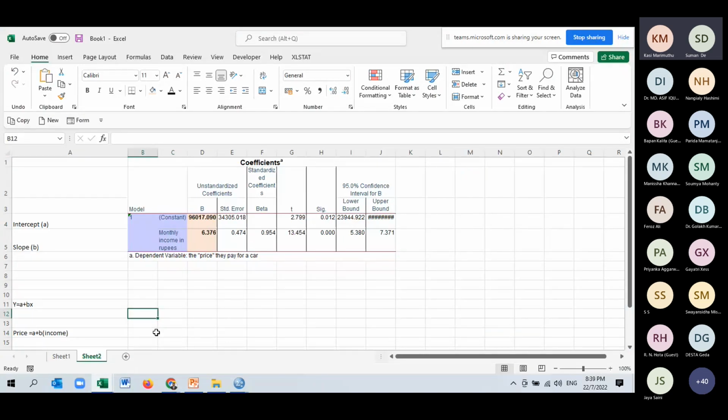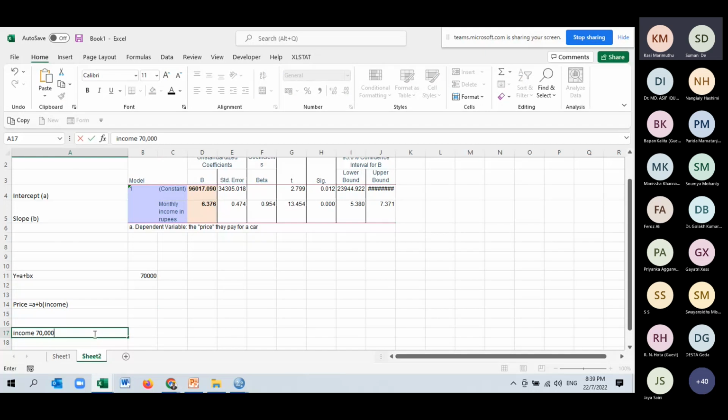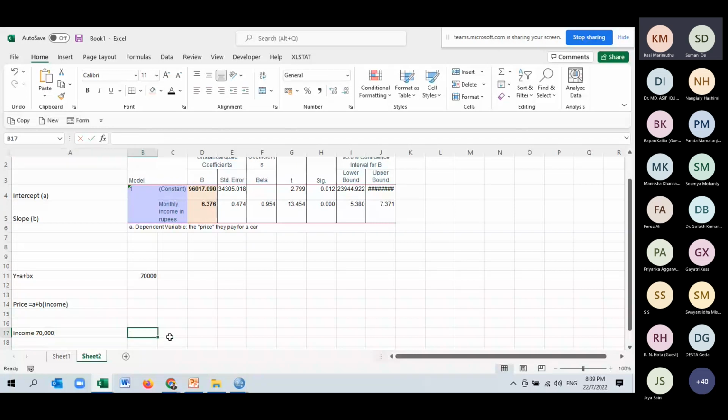So now someone's income is, let's say, around 70,000. Income is 70,000. So how much can this person spend on purchasing a car? How much can he go for?